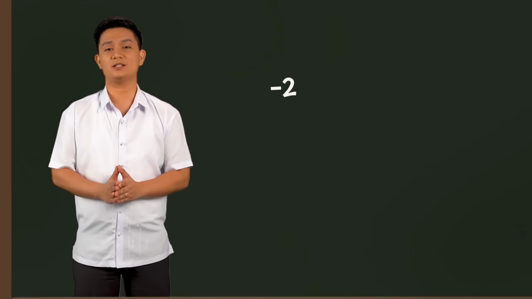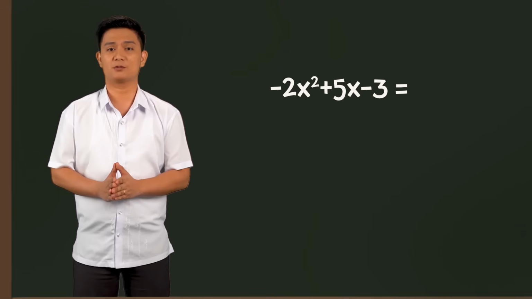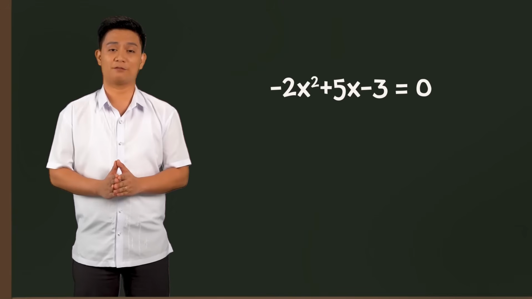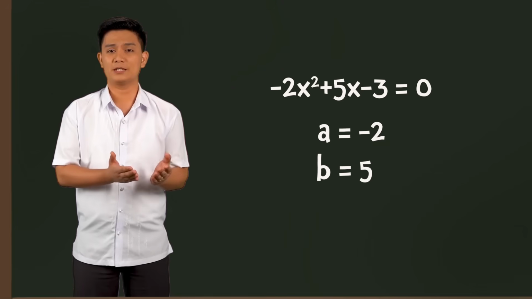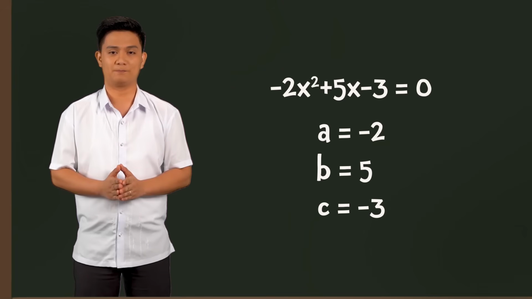Hence, the equation is negative 2x squared plus 5x minus 3 equals 0. Here, the values of the coefficients are as follows. A is negative 2, B is 5, and C is negative 3.